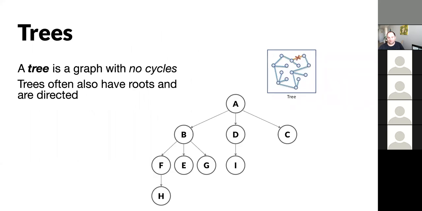Now, a special type of network is a tree. The most basic definition of a tree is a graph or a network with no cycles. But typically we also think of trees as being rooted and directed. In the homework two example, you had a tree of life that had a root and was directed.